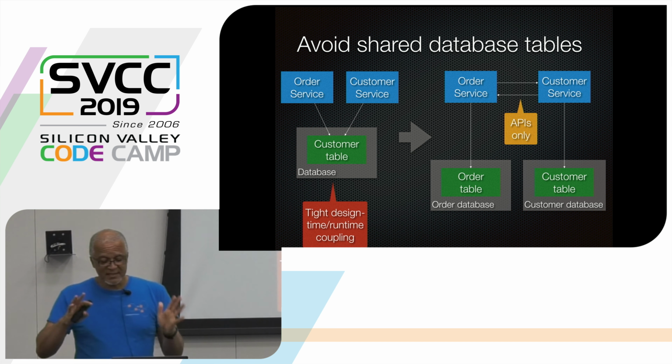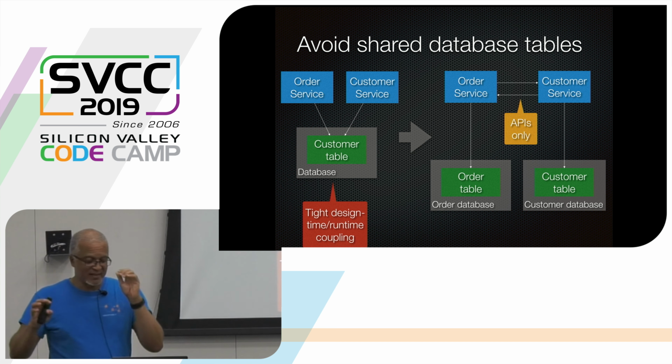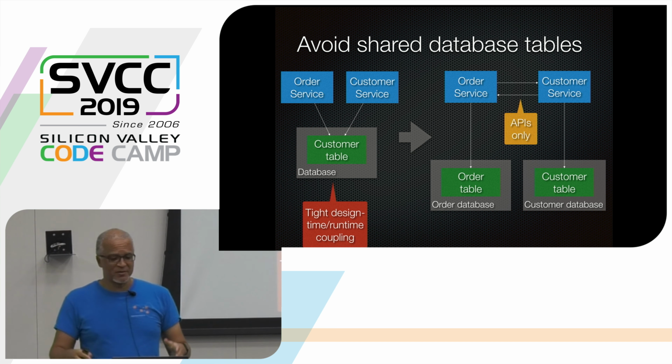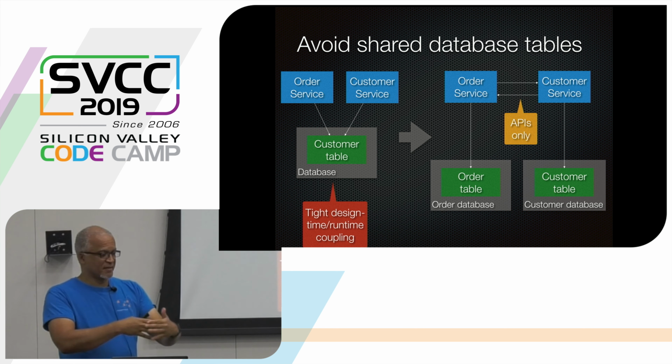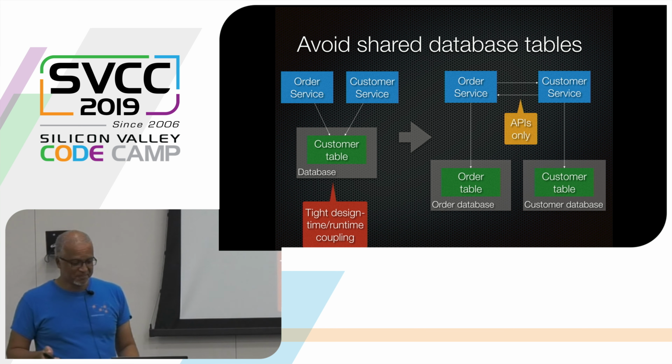So tables rather should be considered private to a service and only indirectly accessible via that service's API. And that's a big cultural shift, I think, for a lot of enterprise developers who think in terms of database tables. In this world, it's APIs. You do not have tables.